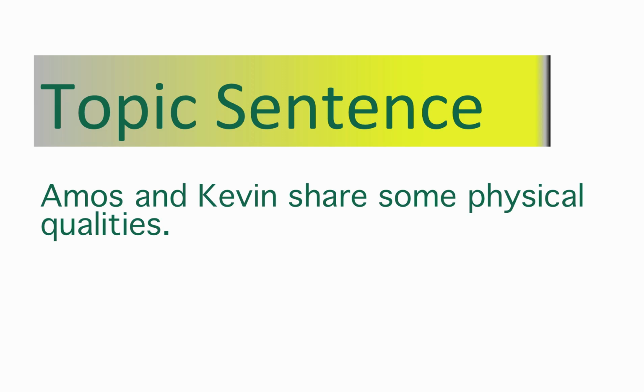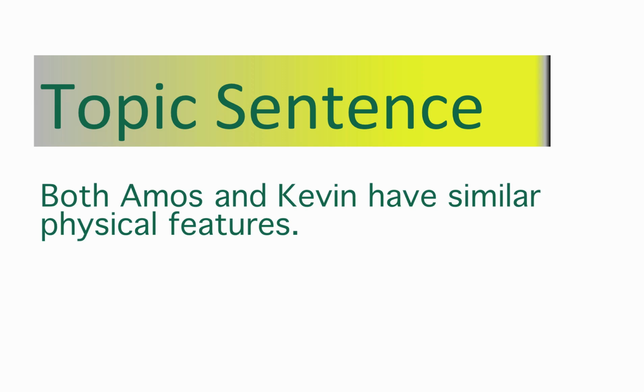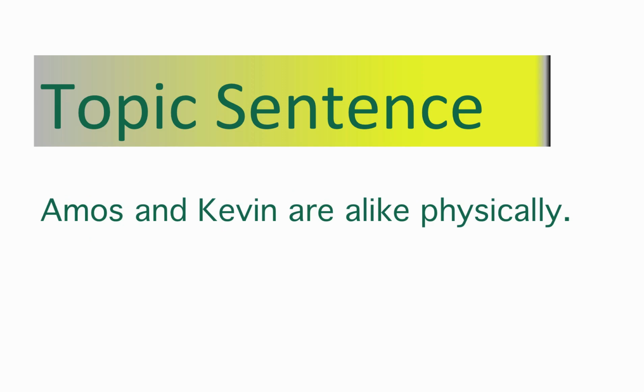So let's look at a topic sentence that might express this. First, we can try with Amos and Kevin share some physical qualities. We could also write both Amos and Kevin have similar physical features. Amos and Kevin are alike physically. So all of these are possible topic sentences.